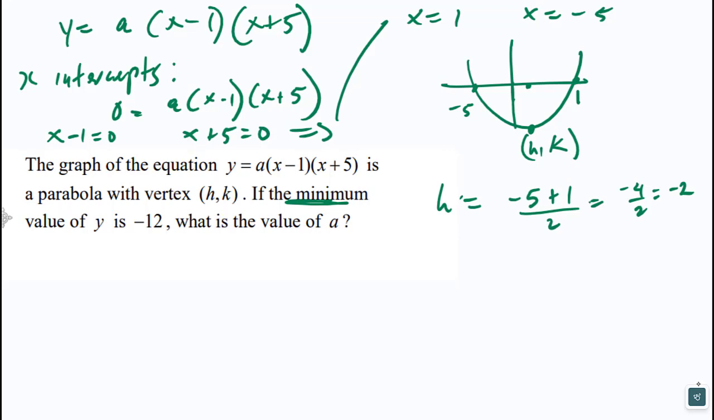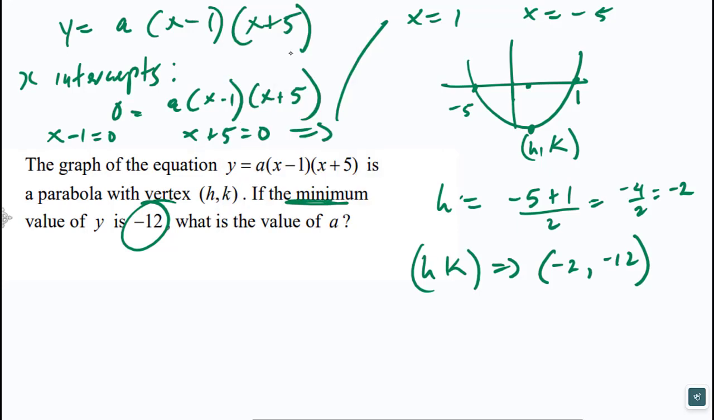Now my k value was already given in the problem, so I know for my (h, k), my coordinate is simply (-2, -12). Now to find a, all I simply need to do is plug in x to be -2 and y to be -12 in the initial equation that was given. So this is going to be -12 = a times (-2 - 1) times (-2 + 5).